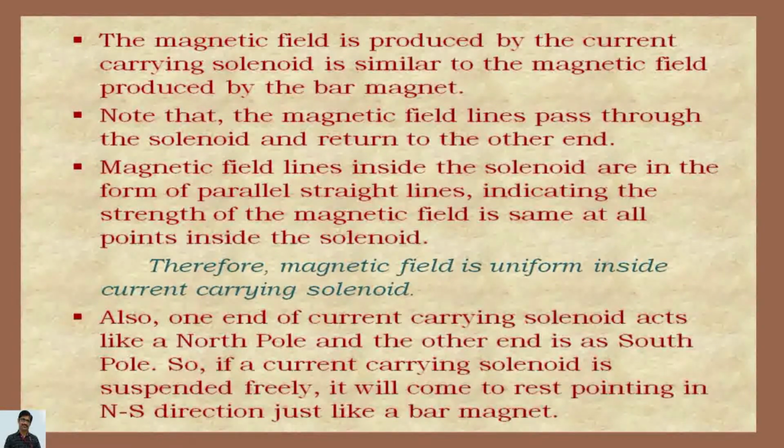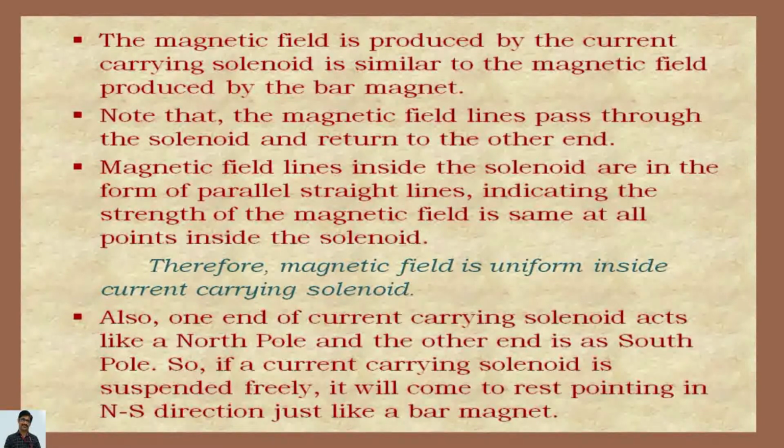Magnetic field lines inside the solenoid are in the form of parallel lines. So just ignore the outer part. Whenever you are inside the solenoid, the field lines are parallel straight lines, indicating that the magnetic field inside remains the same at all the points. In all the points inside the solenoid, the magnetic field is the same and it is strong too. Therefore, the magnetic field lines are uniform inside the current carrying solenoid.